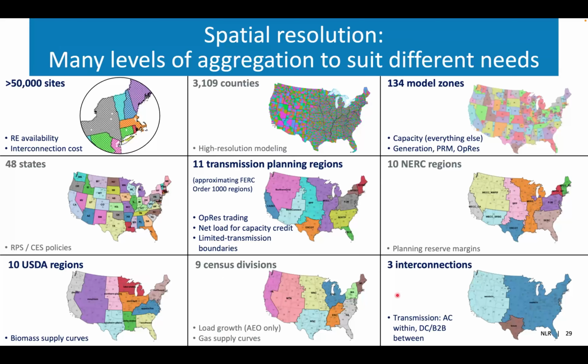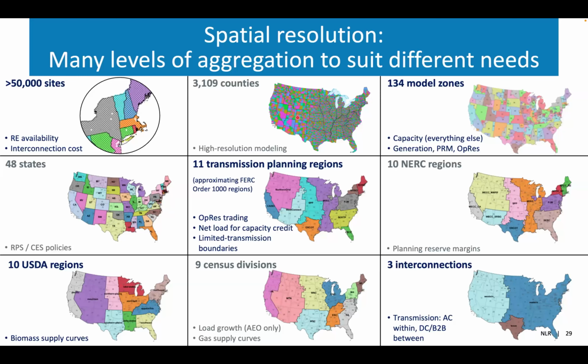or increased aggregation. Starting in the top left, this is our highest resolution in ReEDS. These are the 50,000 REV sites. As stated earlier, these are used for determining things like resource availability and cost to connection for technologies like solar and wind. Reading from left to right, we also have our modeling resolutions, and these are the resolutions that ReEDS mainly uses for like load balancing. So the first of the three is the county level resolution.